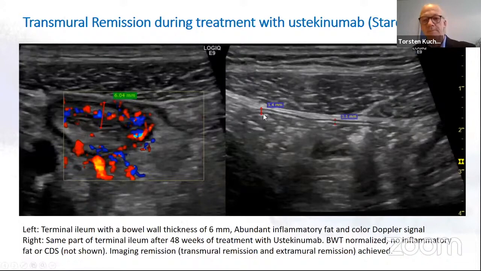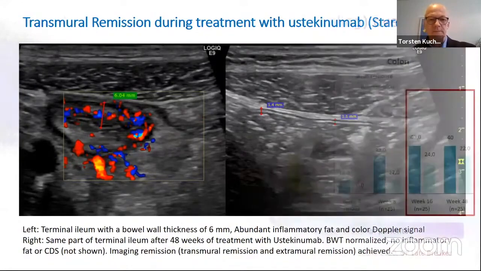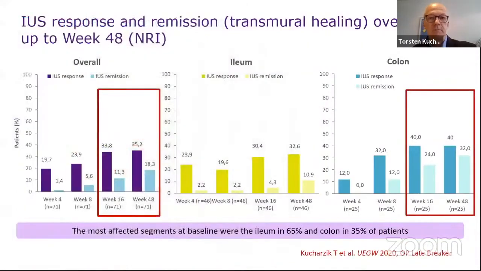You see the terminal ileum went completely back to normal after treatment with ustekinumab after 48 weeks. And those are the results from the complete overall population. And what we saw is that after 4 weeks already, we saw IOS response in this patient in 20% of patients, which increased up to 35%.